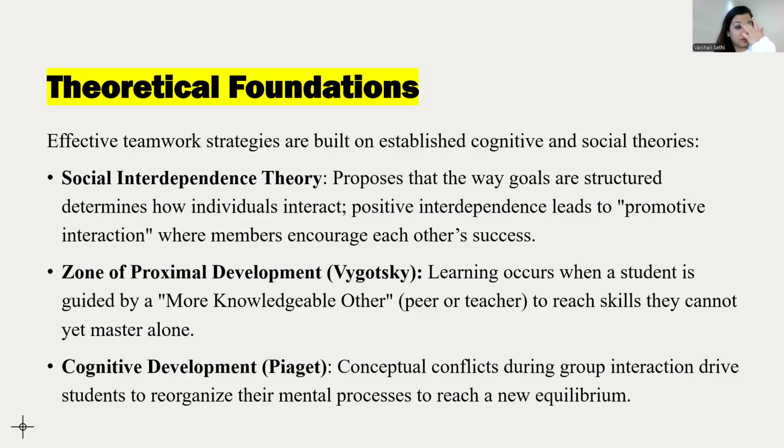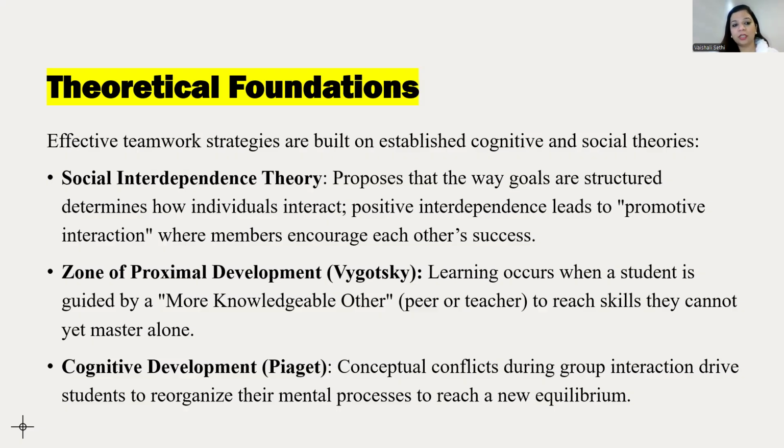The second theory is the zone of proximal development, which is given by Vygotsky. Learning grows when a learner is supported by a more knowledgeable person. That can be a peer or an instructor, right? So in groups, peers can scaffold each other. They can explain a concept, model a process, and check understanding. This is how more understanding and development can happen when they're working in teams.